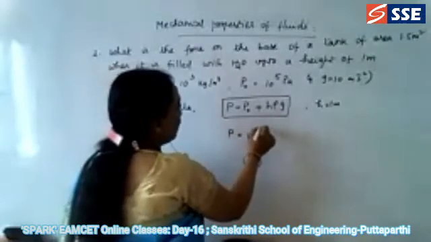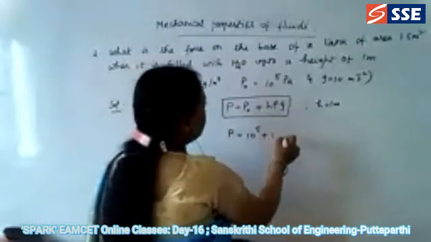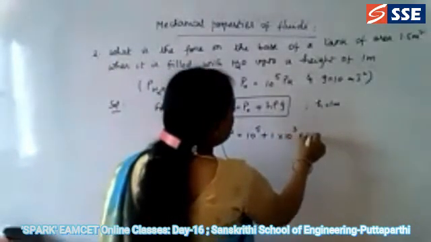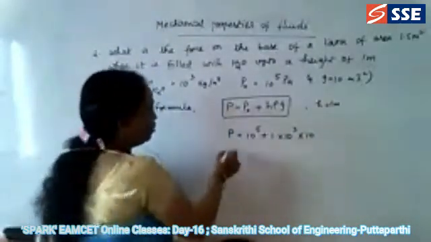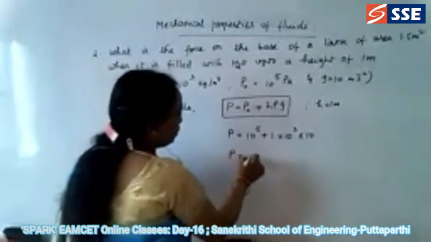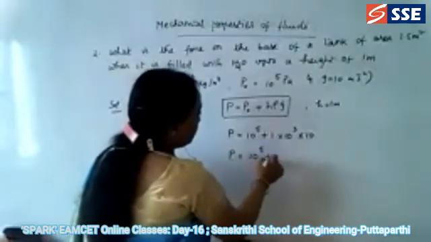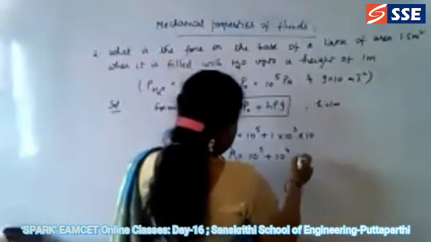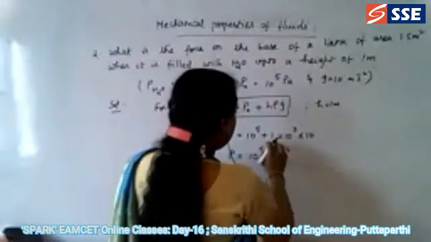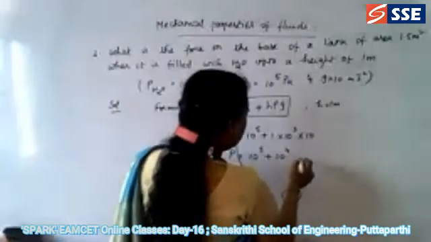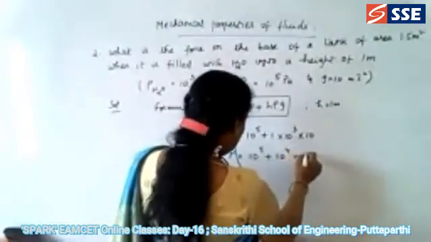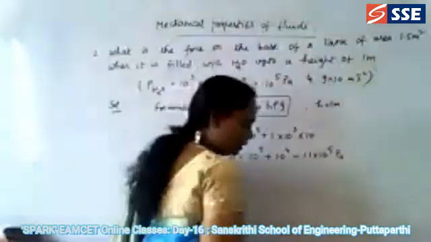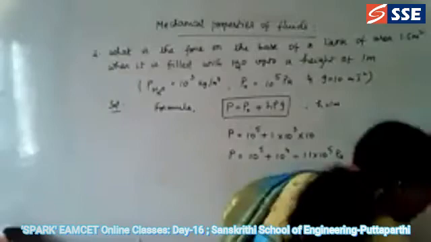Then we can find the pressure. So 10 power 5 plus 1 into rho. Rho is 10 cube, into G value taken as 10. So after substituting all the values, P is equal to 10 power 5 plus 10 power 4, and therefore P value is 1.1, so 1 plus 0.1, into 10 power 5. So this is equal to 1.1 into 10 power 5 pascal. So this is the pressure we have calculated.